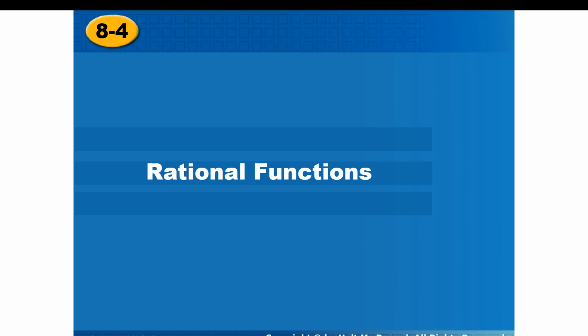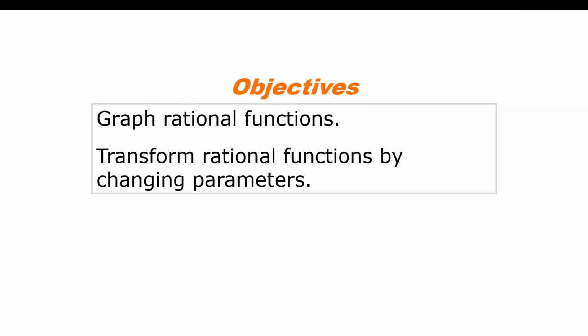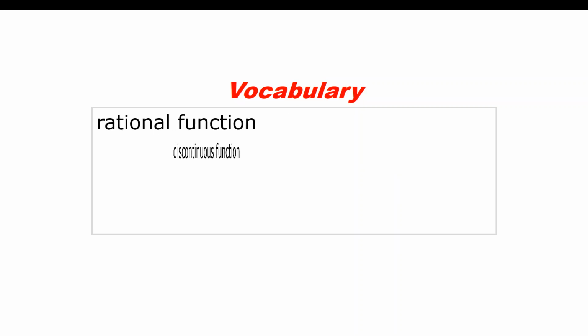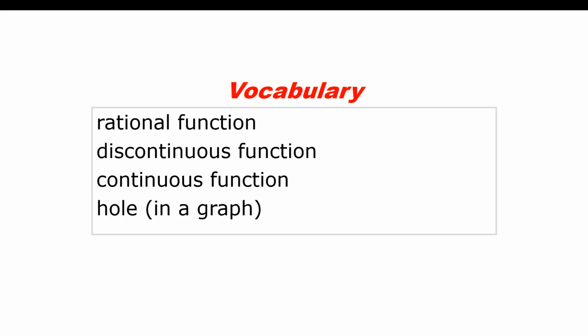Hey everyone, welcome back. This is lesson 8.4, rational functions. The objectives for today: you're going to be able to graph rational functions. You're also going to be able to transform rational functions by changing the parameters. Your vocabulary for today is rational function, discontinuous function, continuous function, and hole in a graph.